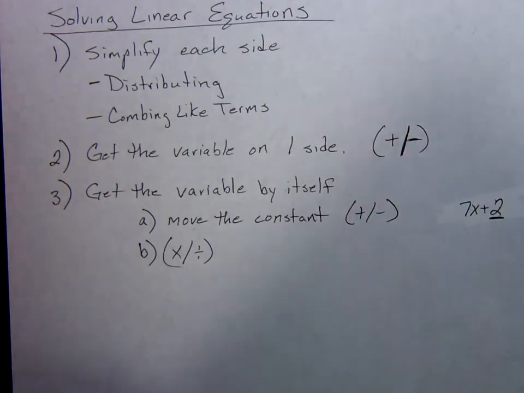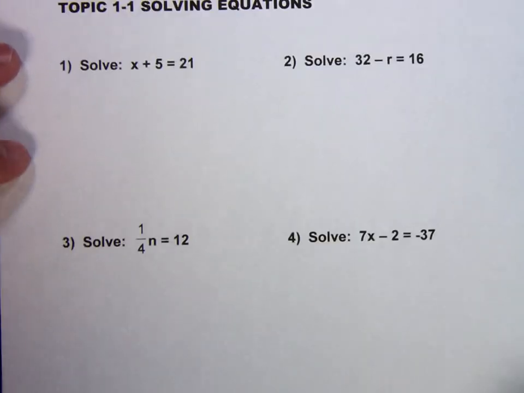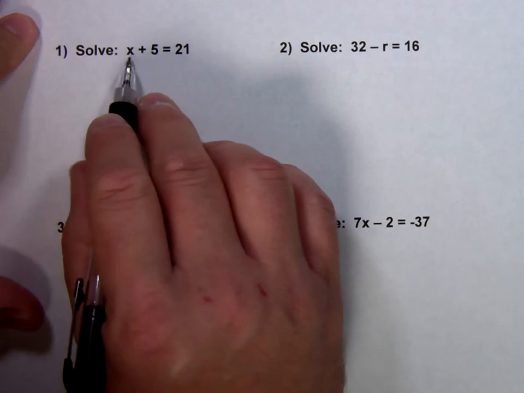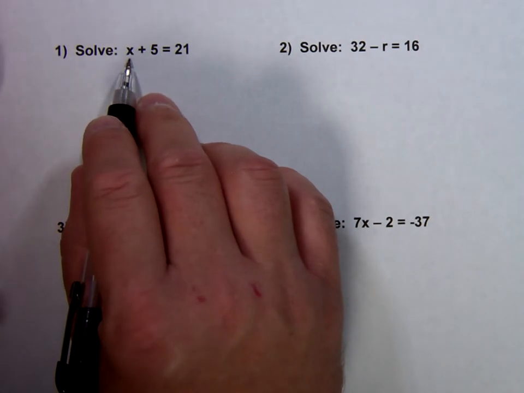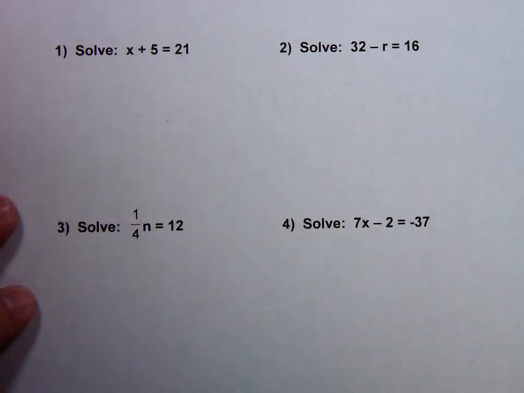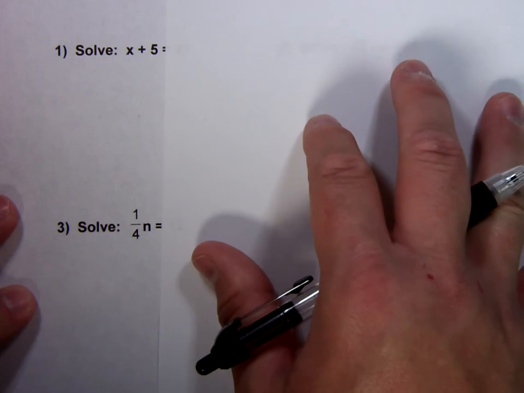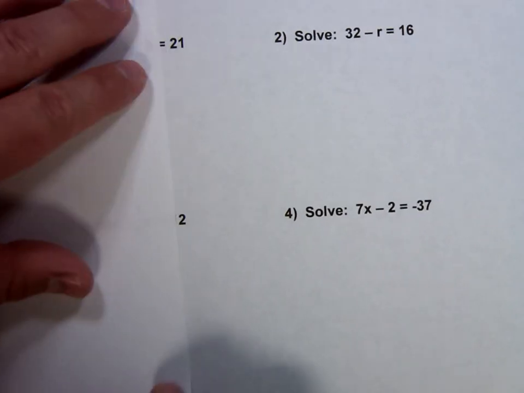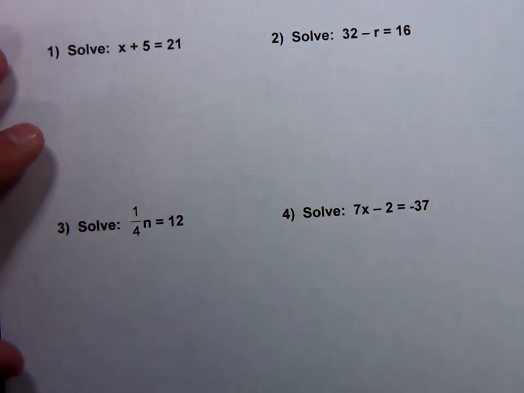So those are the basic steps we'll go through in solving these linear equations. Let's go ahead and try a few examples. Alright, so looking at number 1 here. Going through the process. First step, simplify each side of the equation. So I look to the left side of the equation. Is there anything I can do to simplify that? No. Look to the right side of the equation. Anything I can do to simplify the right side of the equation? No. Okay, get the variable on one side.